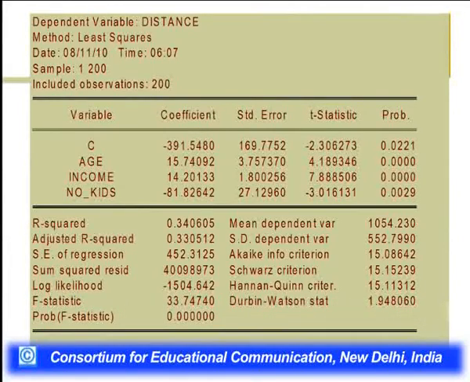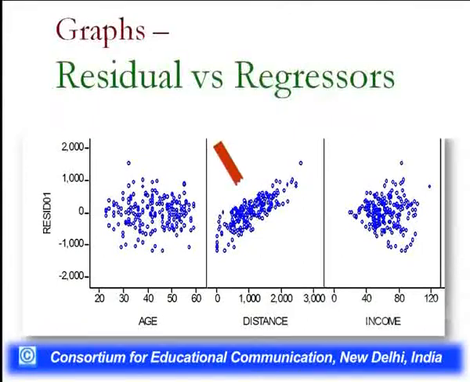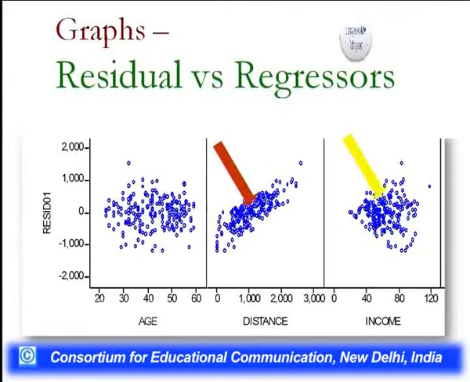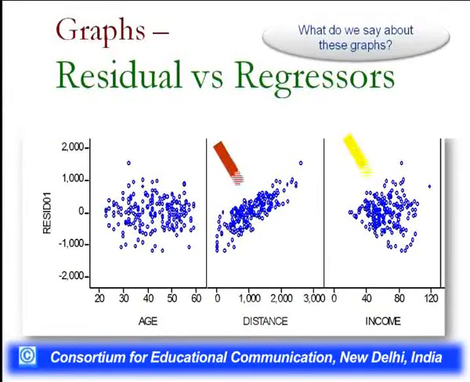The probability is significant. If you see the age, again the probability is significant. In the case of income, we have a significant p-value, and in the case of the number of kids also the value is significant, with the R square at 34% and the adjusted R square coming to 33%. Now these are the residuals versus the regressors. On the left hand side we have age, in the middle we have the distance, and then we have the income.